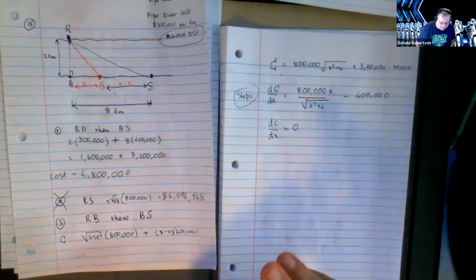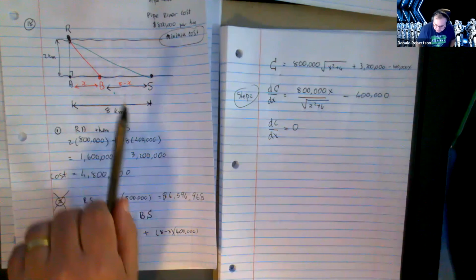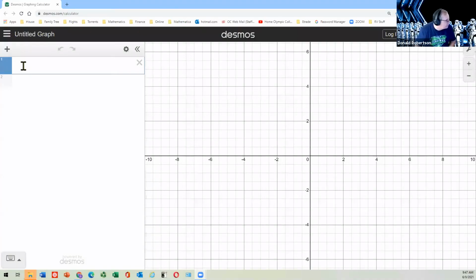And so I am now going to go and do Desmos, I hope. Give me a second to find it. I thought I had Desmos, but evidently my mouse is being weird. Okay, I got it now. So let's solve that really ugly equation.